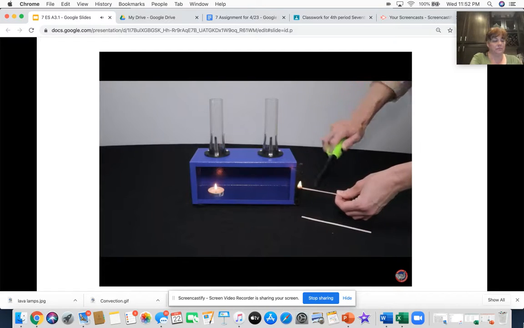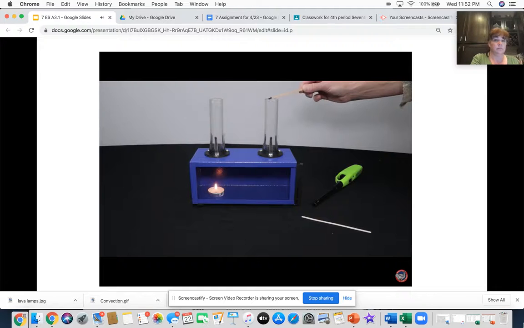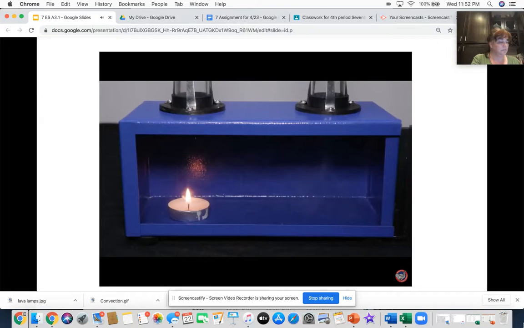Hold a smoldering piece of paper or incense near the glass chimneys. You'll notice that as the candle burns, the air surrounding the candle gains thermal energy and expands, making the air less dense than the air in the rest of the box, which creates a buoyant force.